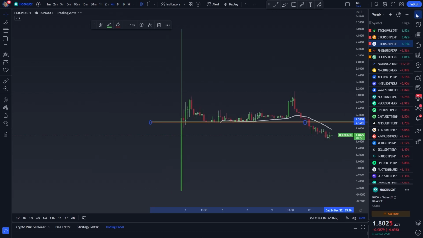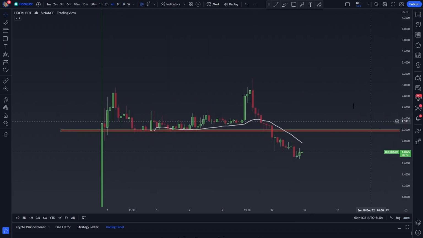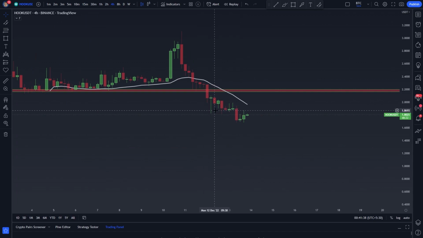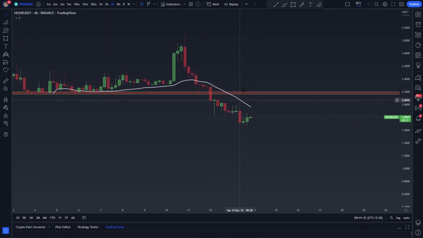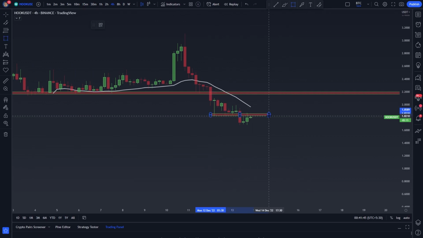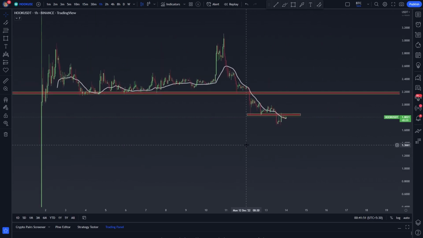Let's go into a 4 hour, a small time frame. Let's quickly screen through. So we do have another resistance over here. I'm gonna mark that as well. There you go. Let's go to a time frame lower, to the 1 hour time frame.